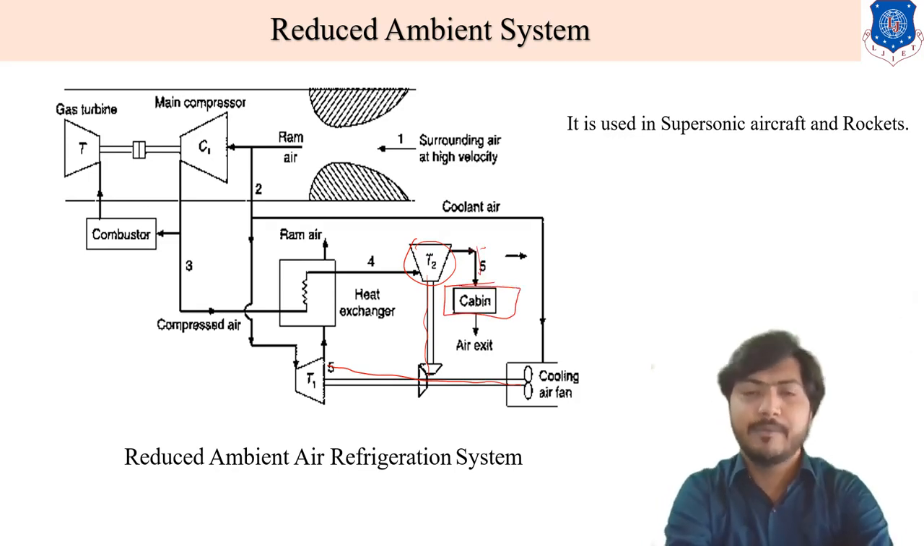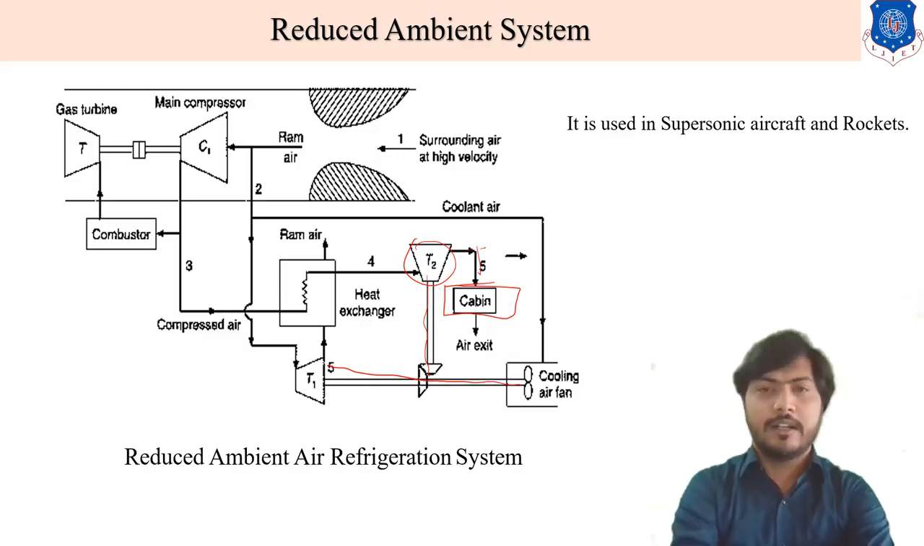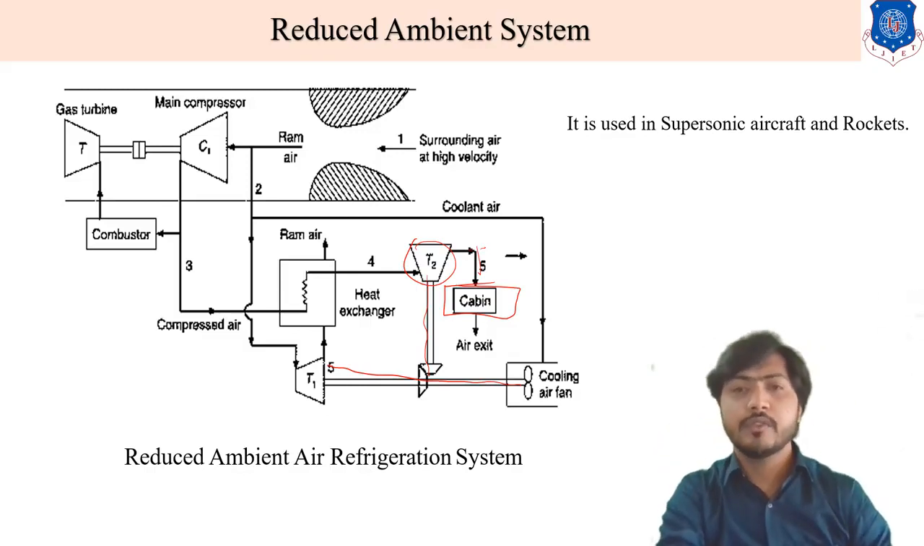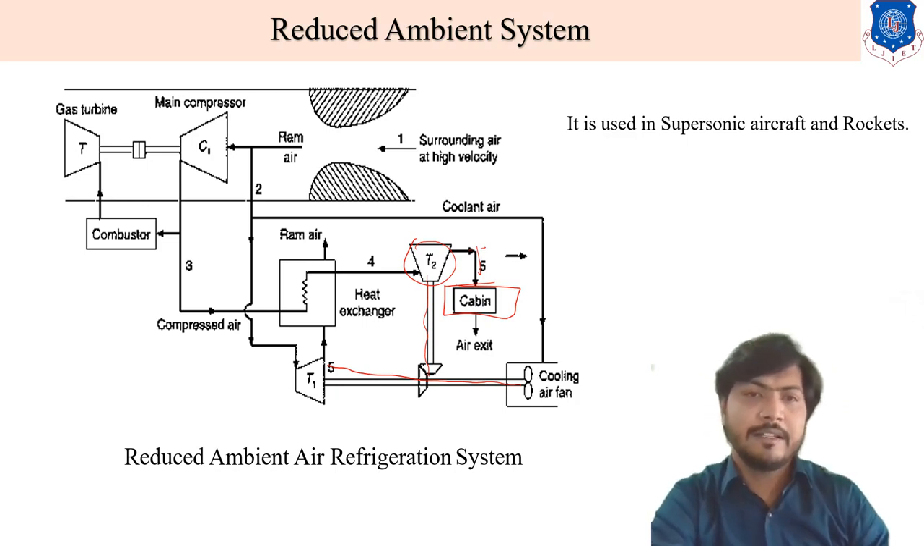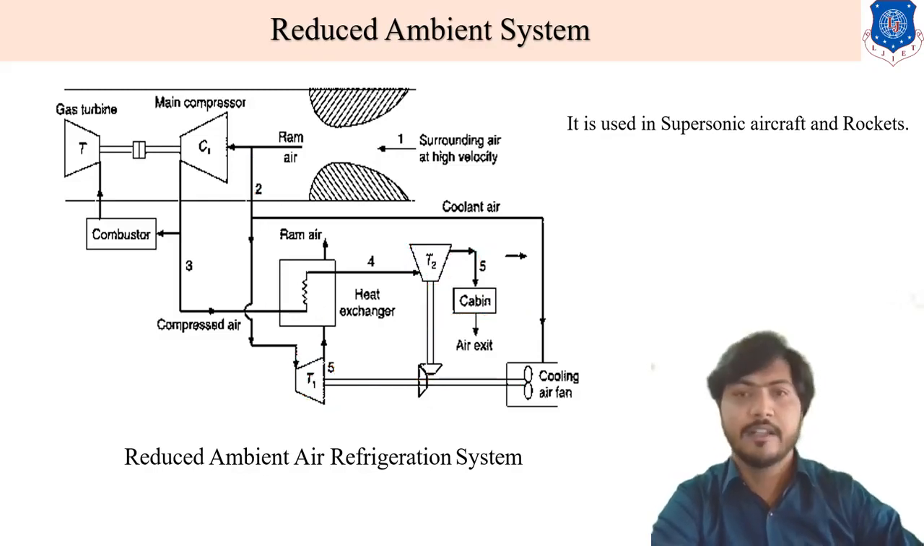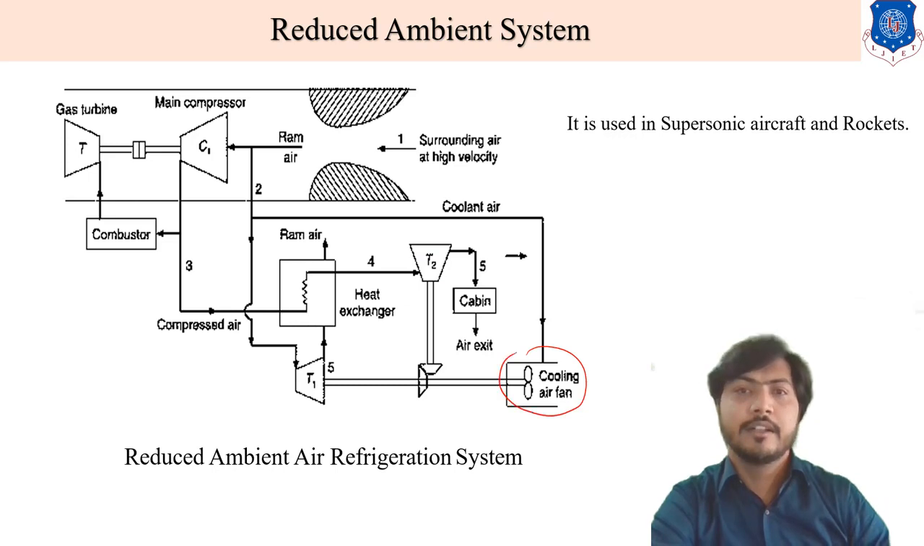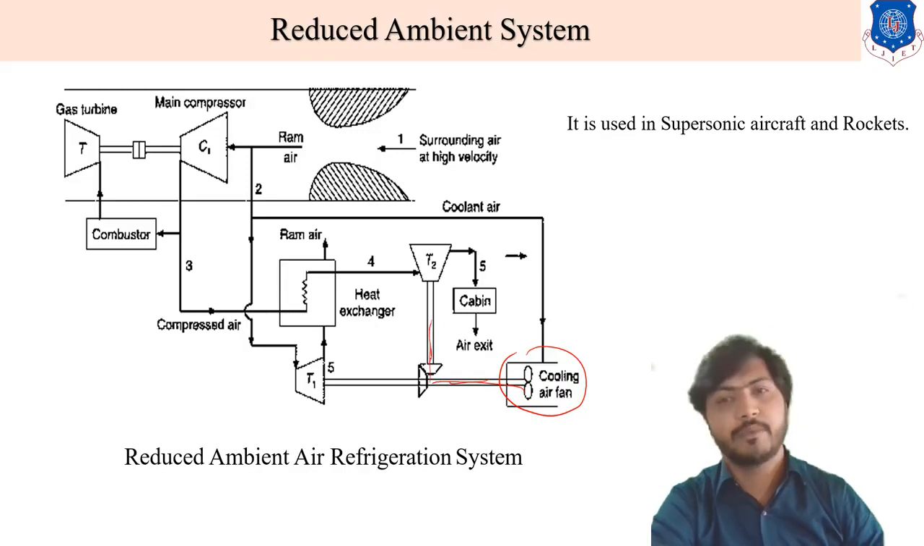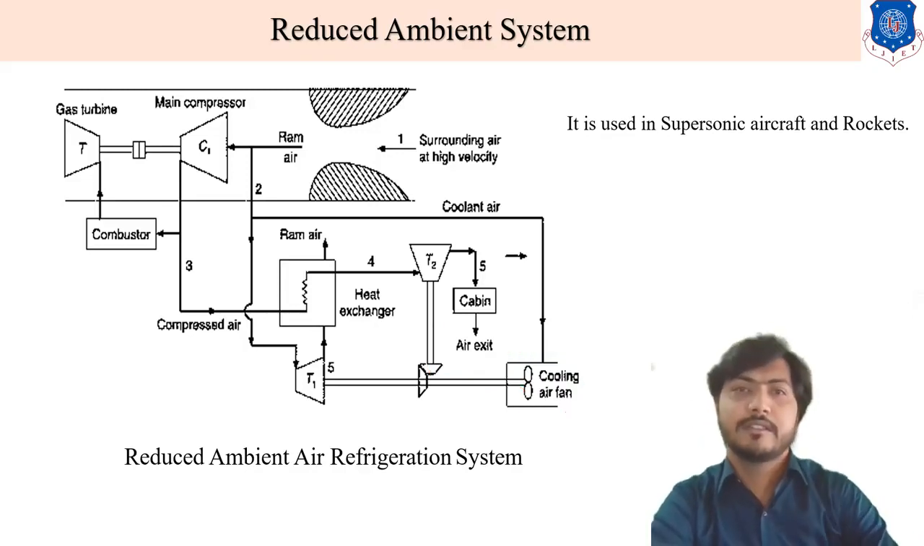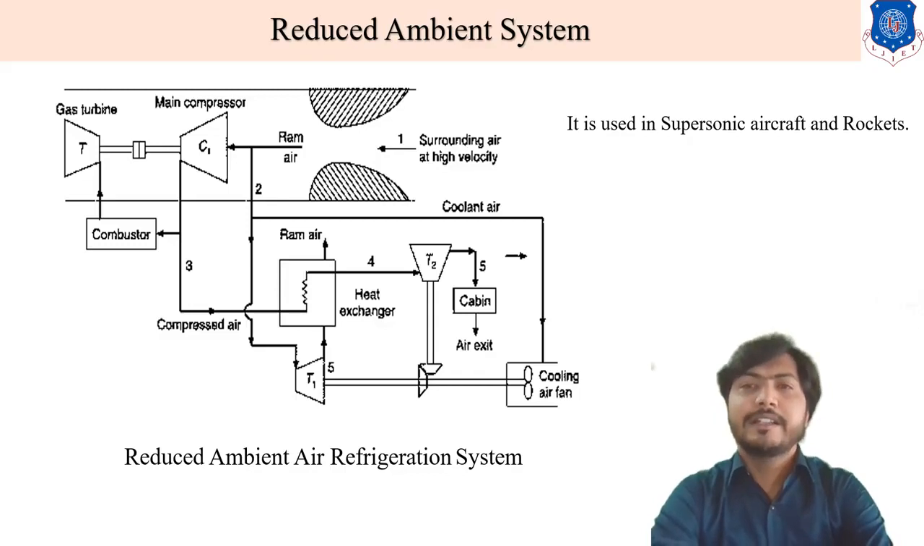In the cabin, heat is absorbed, and then the air is thrown out to the outside atmosphere. Okay, so the main thing is that this turbine is used here on the compressed air. After ramming, air is used here and then transferred here for heat exchange. This is the main difference. Okay, and the cooling fan is used here. So how does the cooling fan work? This shaft is rotated by the turbine work obtained. So the main function of this reduced ambient system: it is used in supersonic aircraft or rockets.